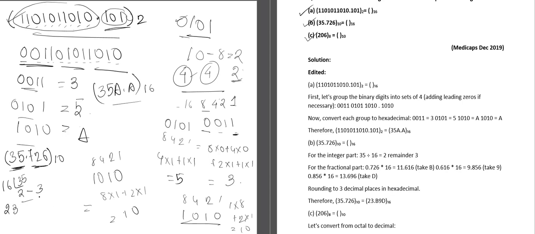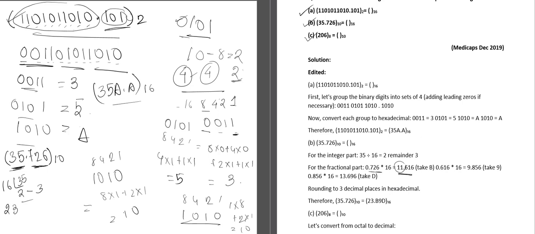Now for the fractional part, we just need to multiply the fractional part with the hexadecimal radix, which is 16, right? And after multiplying with the radix, we need to take out the integer part from the product. Like in this section we can see, when we multiply 0.726 with 16, we get 11.616. Now as I have said, we need to take out the integer part, so we take out 11, or we can say b, as 11 is equivalent to b in hexadecimal.